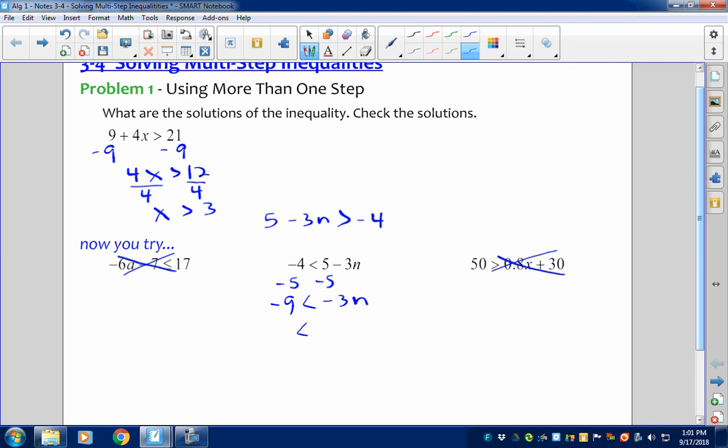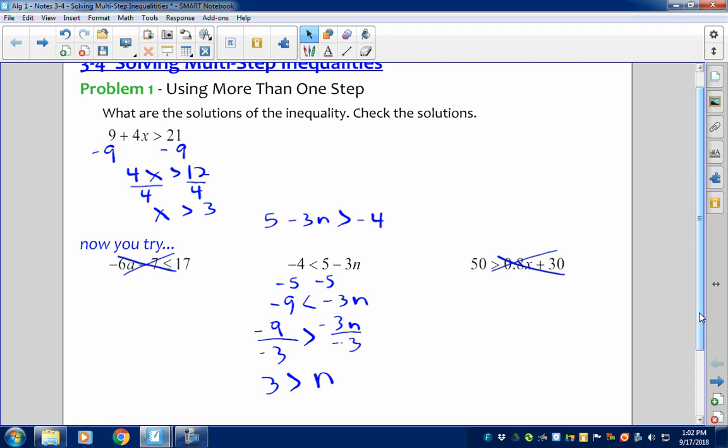So divide each side by -3. And when I divide by -3, I should not have written that yet. What do I have to do when I divide by -3? Flip it. Yeah, so it's pointing to the left to start with, so now it's going to be pointing to the right. So I have 3 is greater than n.